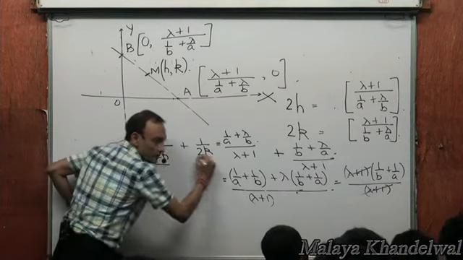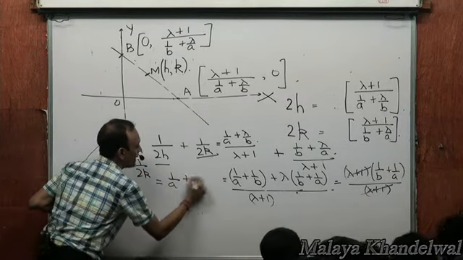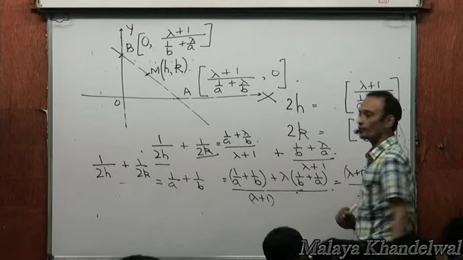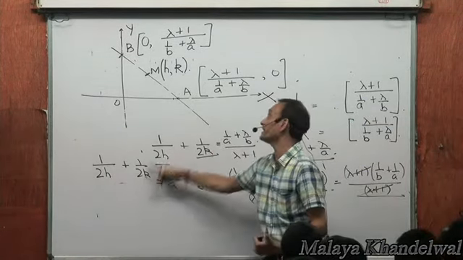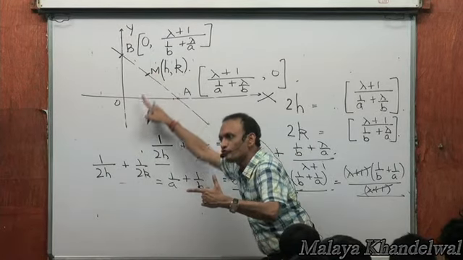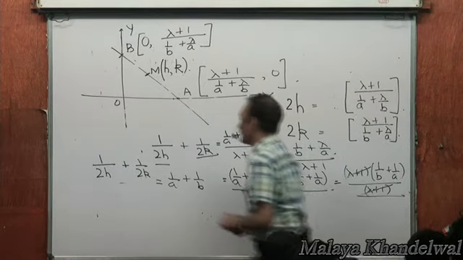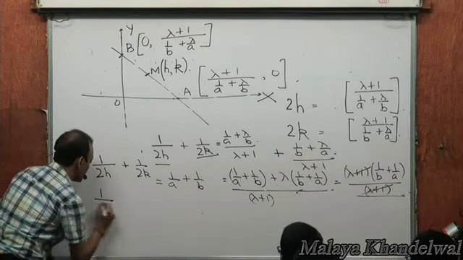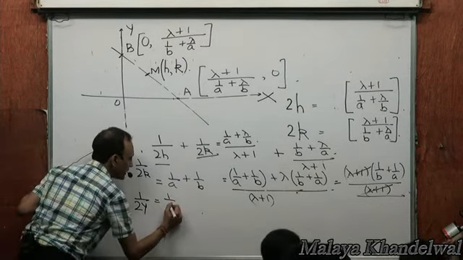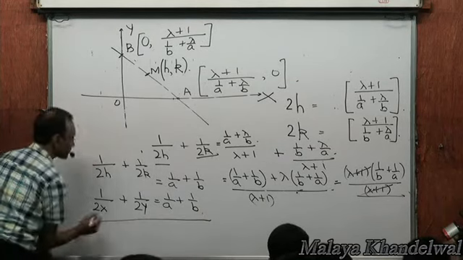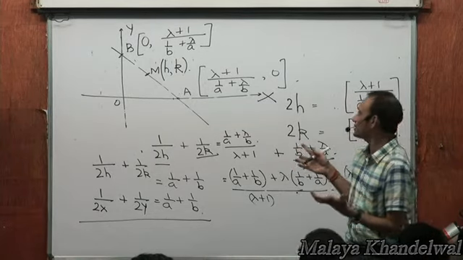1 by 2h plus 1 by 2k equals 1 by a plus 1 by b, which is this right hand side. Yes or no? I have an algebraic relationship that connects the x coordinate h and the y coordinate k of the midpoint M, whose locus we are trying to find. Generalize. Replace h by x and k by y. So when I generalize this, I get 1 by 2x plus 1 by 2y equals 1 by a plus 1 by b. That's the locus of M.